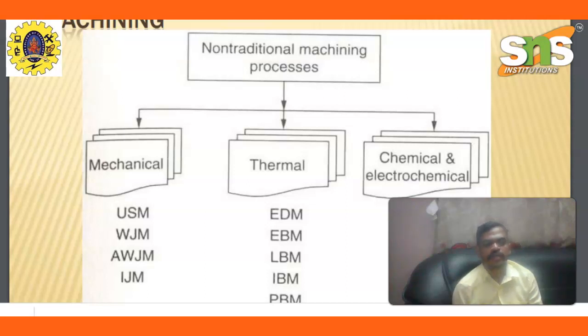Unconventional machining, or non-traditional machining process. The non-traditional machining process is classified into three categories. The first one is mechanical based, thermal, chemical and electrochemical.